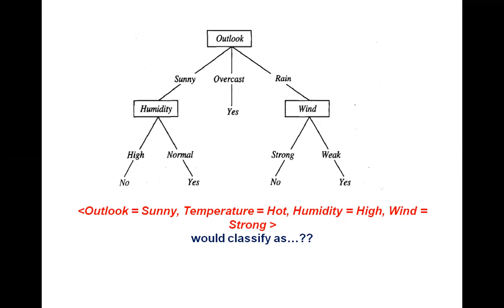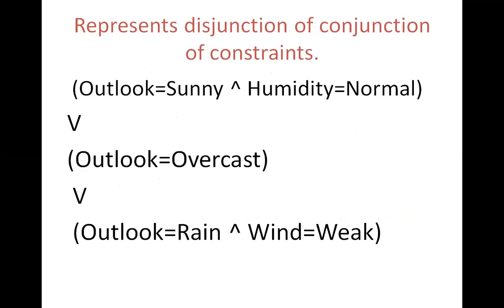Is it clear? So we have to construct a decision tree for the given training data, and the tree will look like this. Using this tree, we can classify the new data. So basically, a decision tree is represented like this. It is nothing but a disjunction of conjunction of constraints.